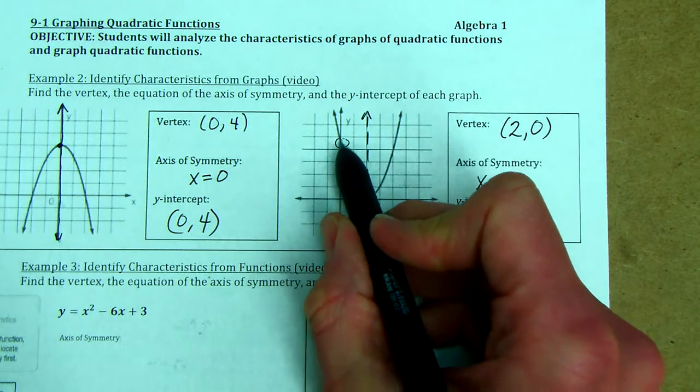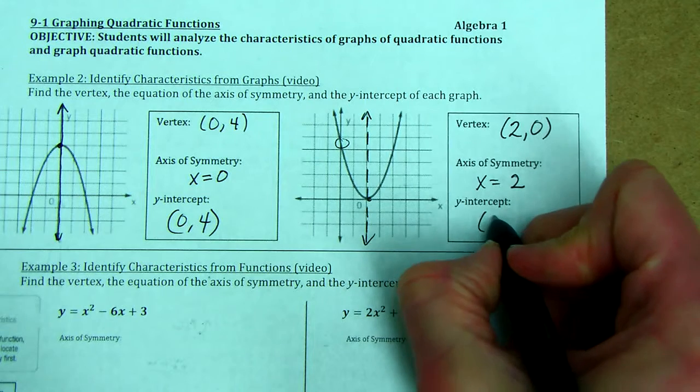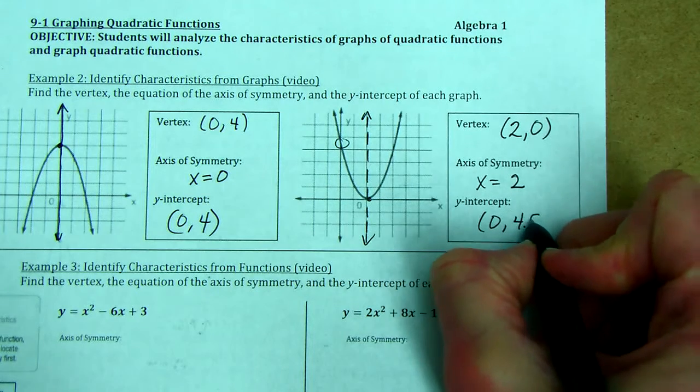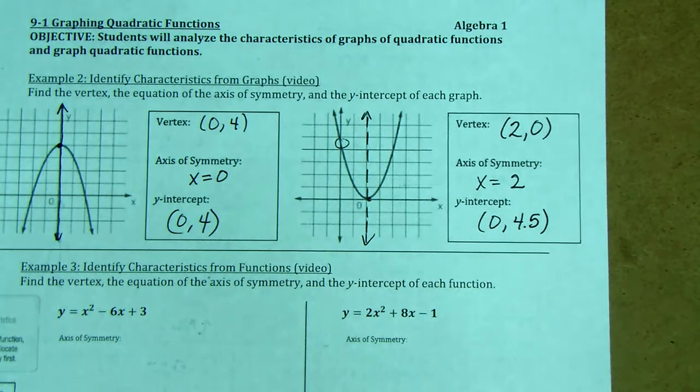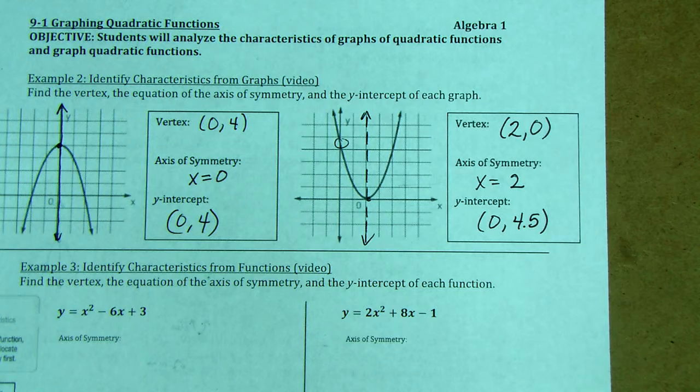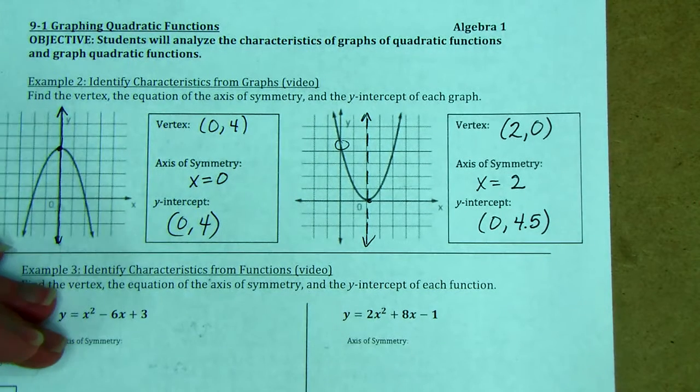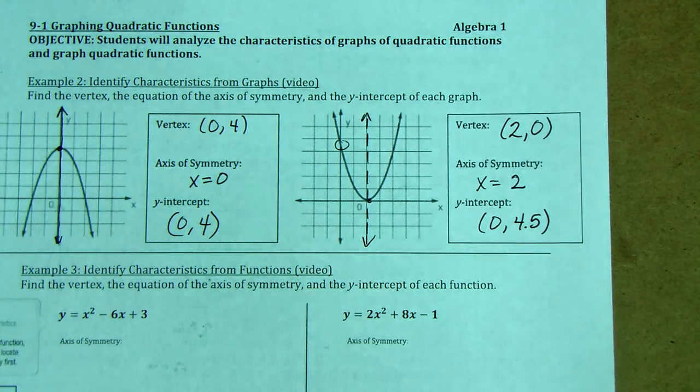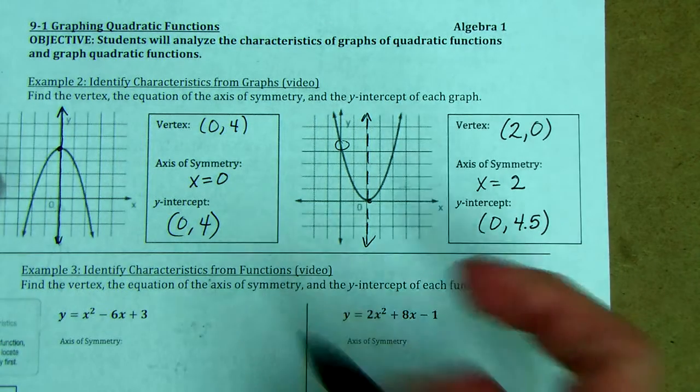All right, so what if they don't give you the graph, they just give you the function, and I still want you to find those things. Well, remember, to find our axis of symmetry, it's x equals negative b over 2a.